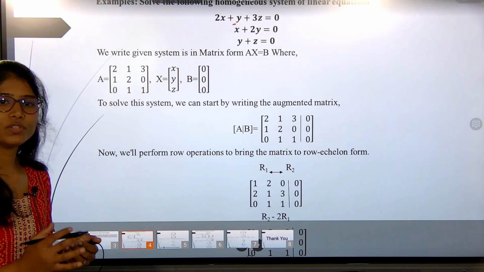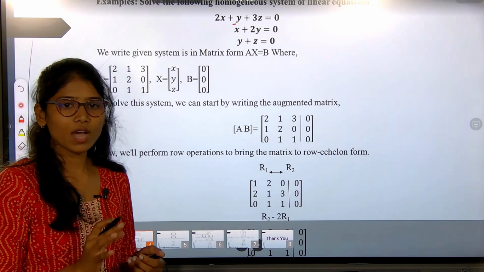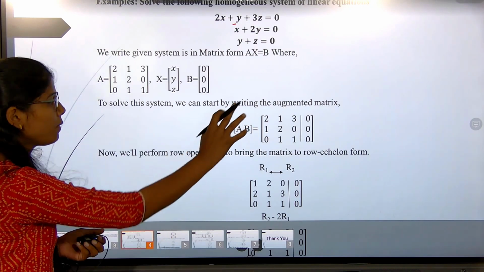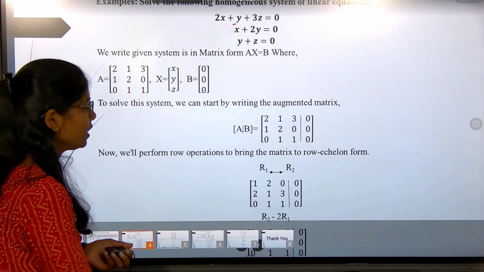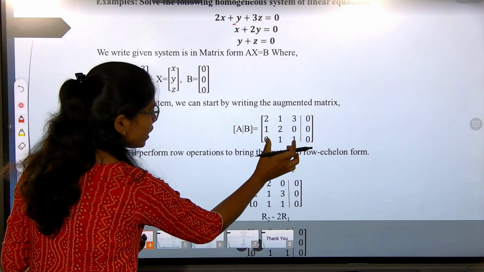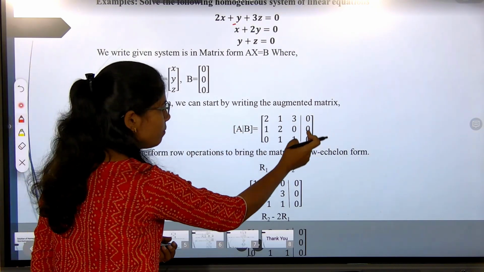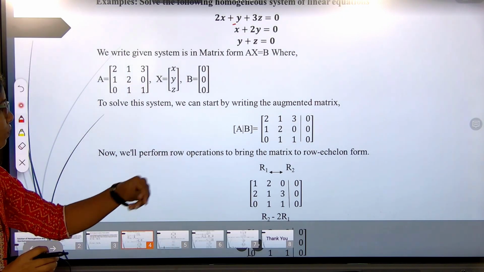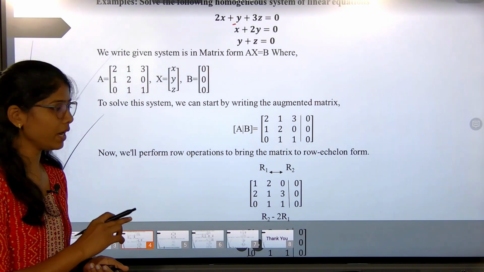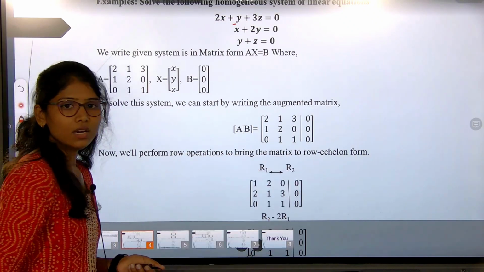For solving homogeneous system of linear equations, we have to consider the augmented matrix. Augmented matrix means what? Matrix A with matrix B. So look at here, we have taken matrix A with matrix B. All values are 0. Now we have to perform row operations to bring the matrix in the row echelon form.